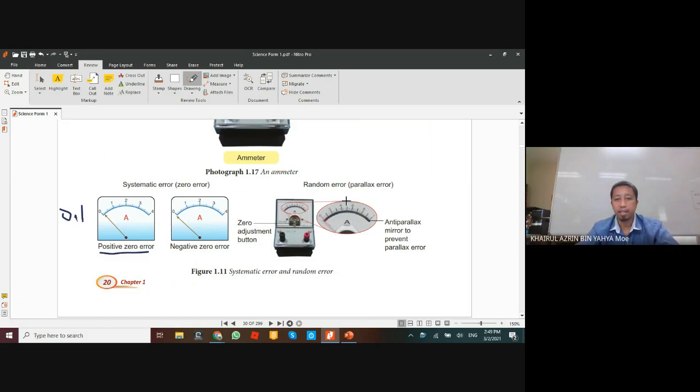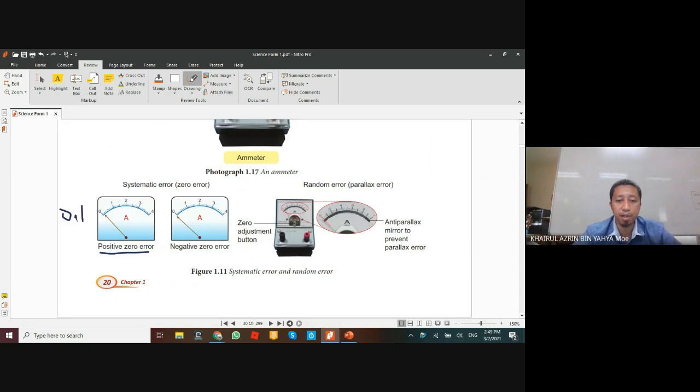Okay. And then here it shows a random error, or we call it parallax error. Parallax happens because of our eye position. It says here anti-parallax mirror, to prevent parallax error.